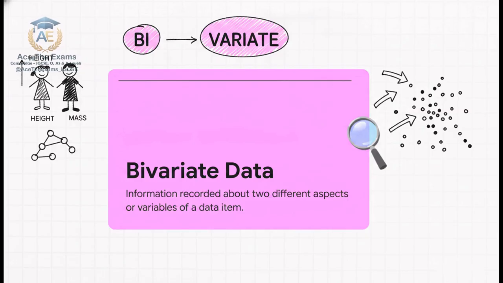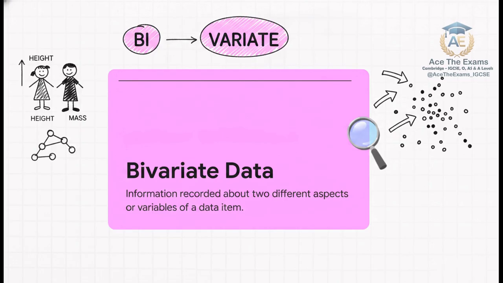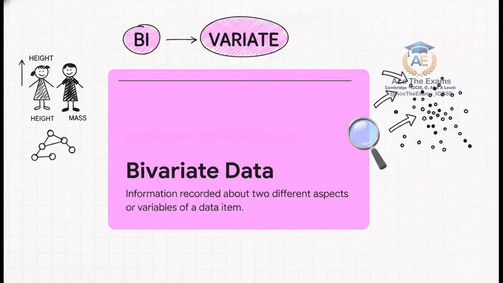For example, imagine you're measuring the height and mass of a group of children under 5. By taking those two different measurements from the exact same child, you create a connected coordinate pair. We aren't just looking at heights all by themselves or masses in a vacuum. We're looking at how they exist together.